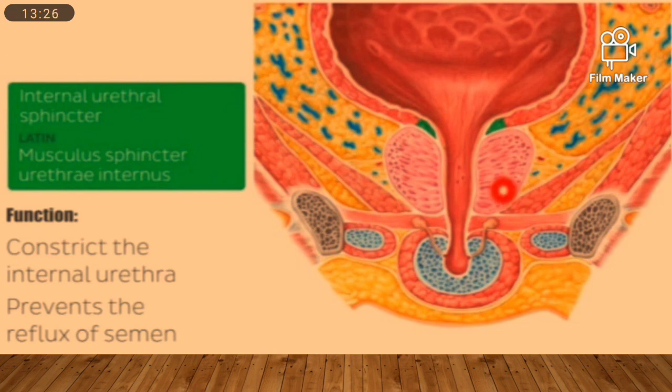This is the prostate gland. You can see here the prostatic fluid is secreted, and the ejaculatory duct gives semen, so it should not flow upwards to the bladder. That will be a cause of impotency.